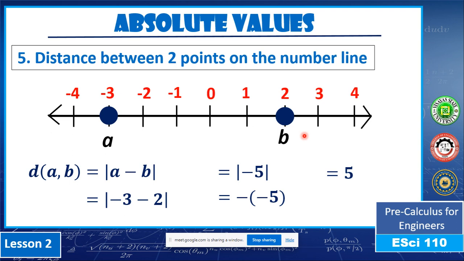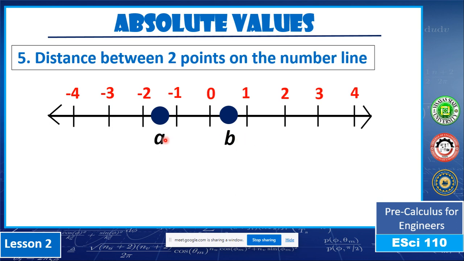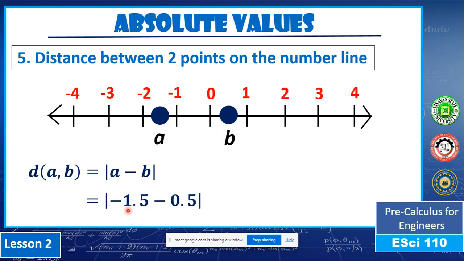So ganun lang. For example, we have here another example, the distance between A and B. A is approximately negative 1.5. So we write negative 1.5 minus, and B is approximately, I mean positive 0.5. So we take the difference between A and B. So negative 1.5 minus 0.5. So we have negative 2.